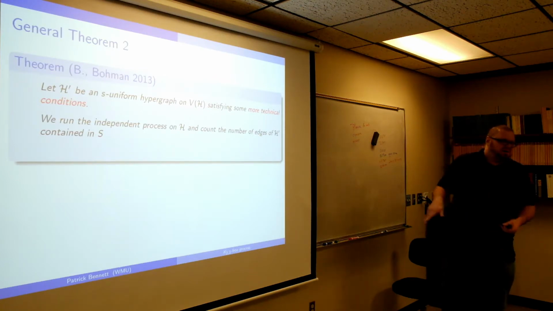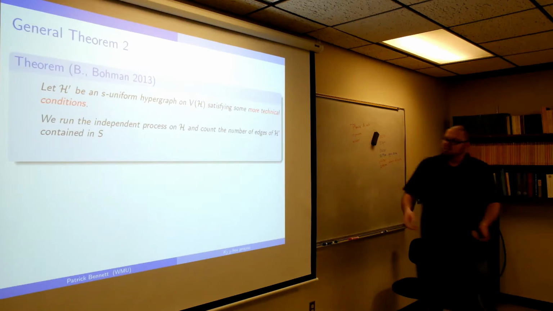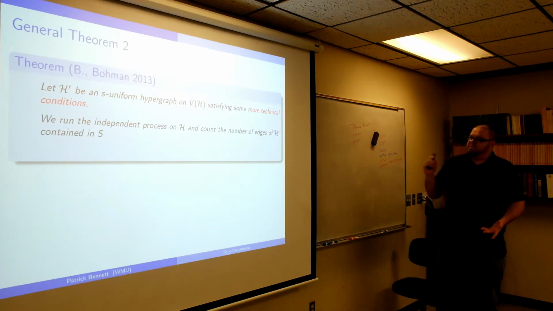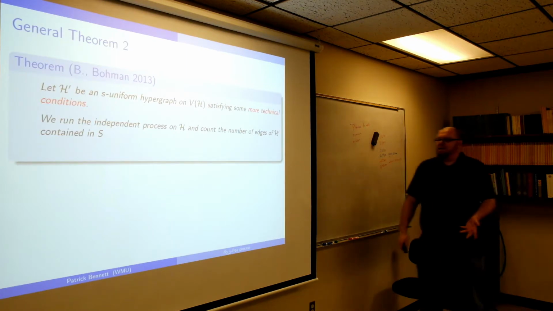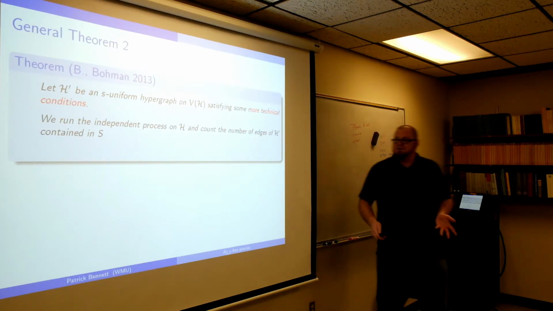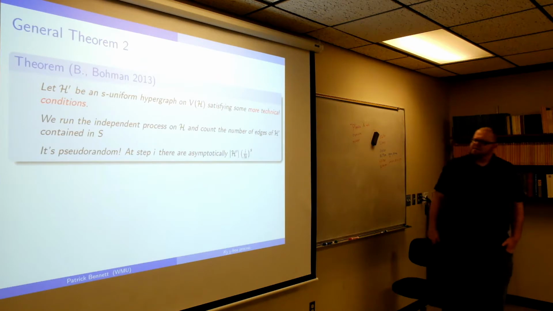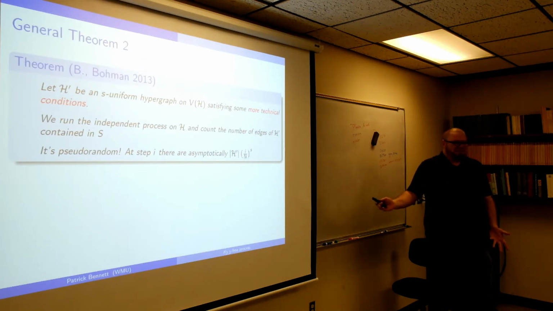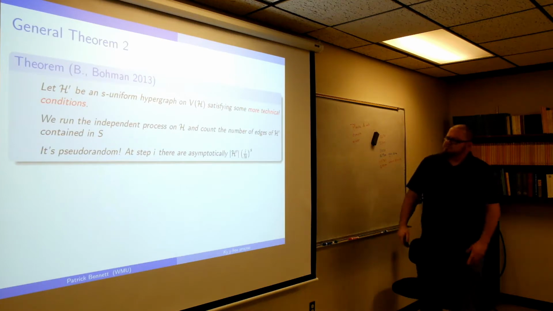What we're going to do is run the independent process on H, meaning I'm just picking vertices one at a time as long as I don't choose an entire edge of H. But I might have edges of H prime. In fact, for most cases, I probably do have edges of H prime. And what we do is count how many of them are contained in the set that is independent for H. We count how many edges of H prime there are. And it's pseudo-random. It's about as many copies as you would expect if this were a uniformly random set of vertices.